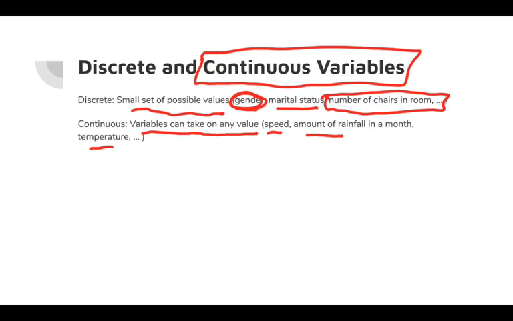Same thing with amounts of rainfall. You can get half an inch of rain. You can get 3 inches of rain. You can get 3.5 inches of rain, right? It can take on any value. Temperature is the same.